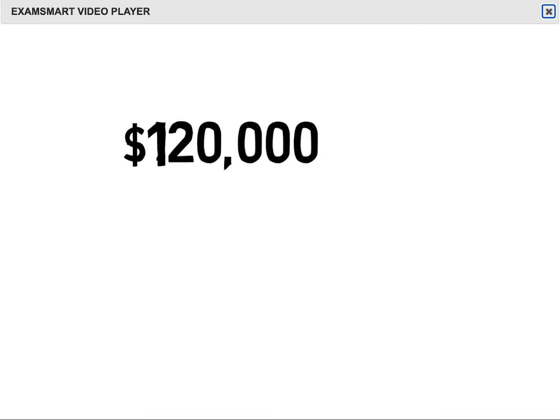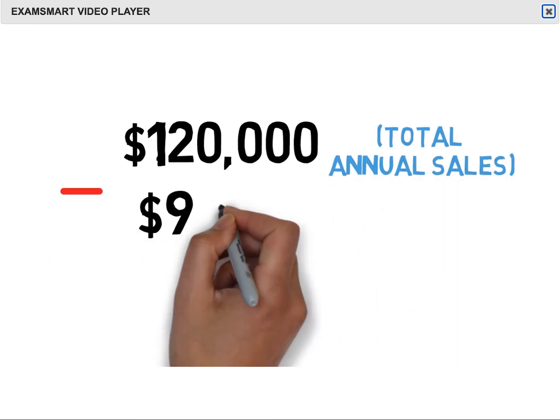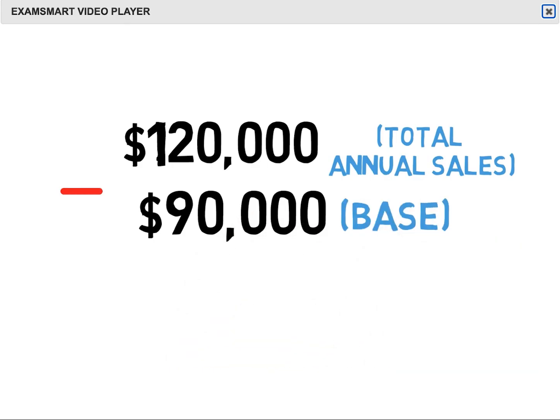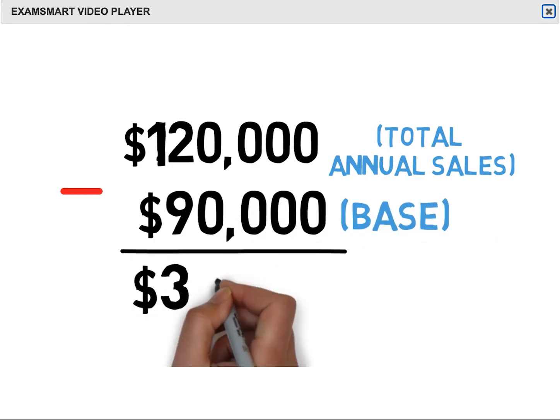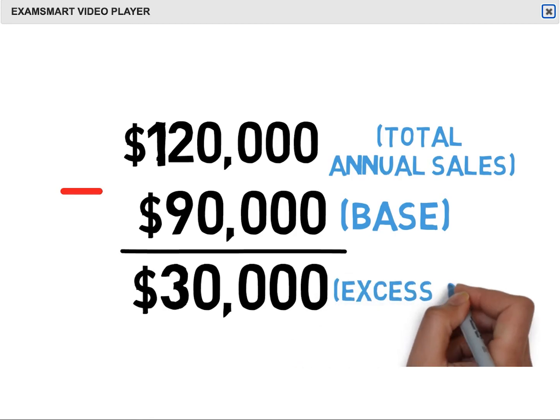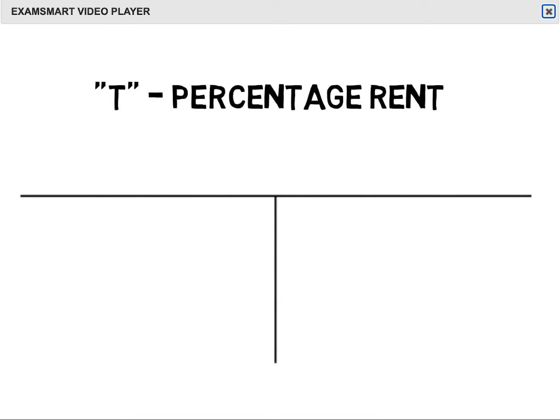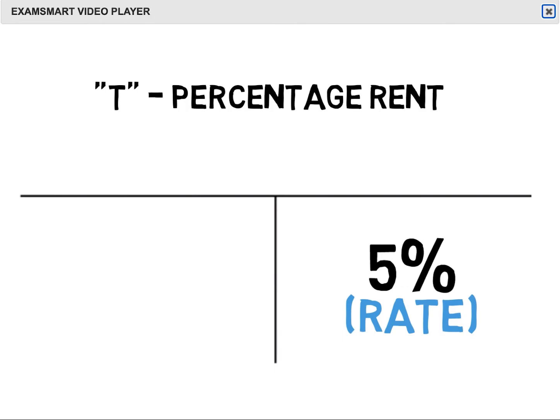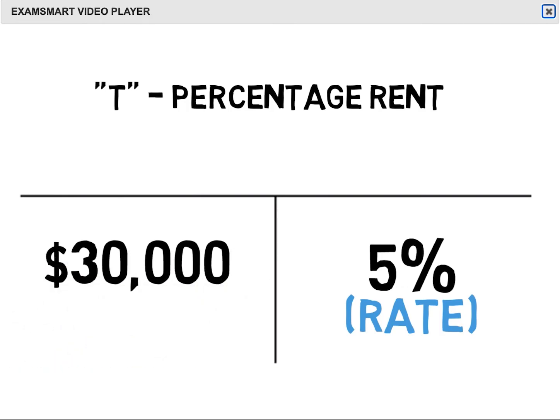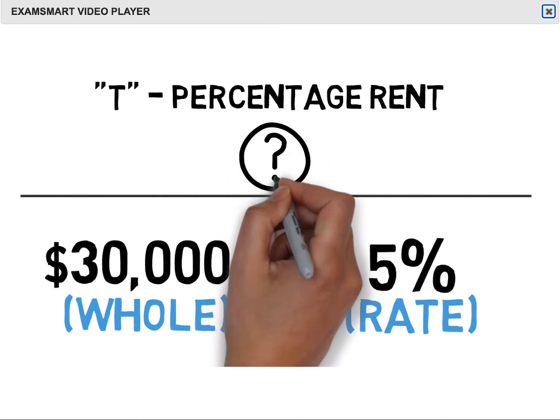So if we take $120,000 total annual sales minus the $90,000 base, if you will, that gives us excess sales of $30,000 on which to compute percentage rent. Let's next draw a T. The percentage rent is 5%, which goes on the bottom right for the rate. The $30,000 of excess sales will be the whole amount, the larger number, which goes on the bottom left.